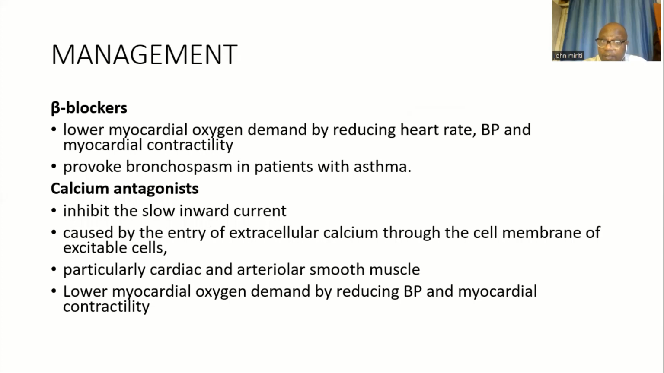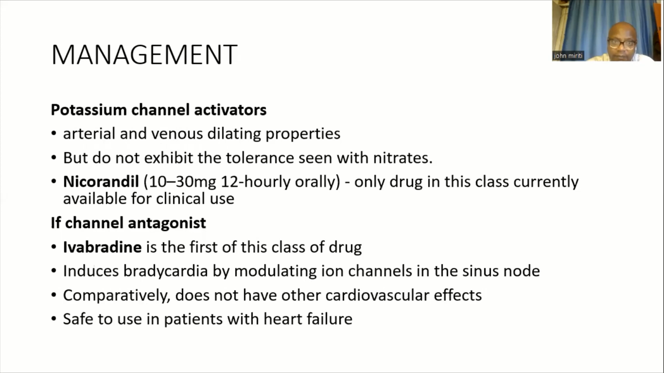Beta blockers lower myocardial oxygen demand by reducing heart rate, blood pressure, and myocardial contractility. They provoke bronchospasm in patients with asthma, so you have to be very careful. Don't give beta blockers to patients with hypersensitivity or conditions like asthma. You can also give calcium antagonists. They inhibit the slow inward current caused by the entry of extracellular calcium through the cell membrane of the excitable cells. These calcium antagonists work on cardiac and arterial smooth muscles. They reduce myocardial oxygen demand by reducing blood pressure and myocardial contractility.